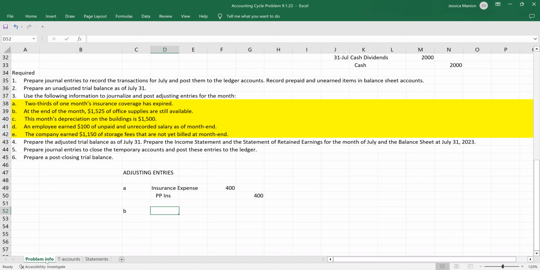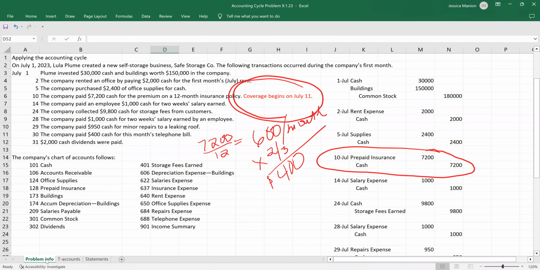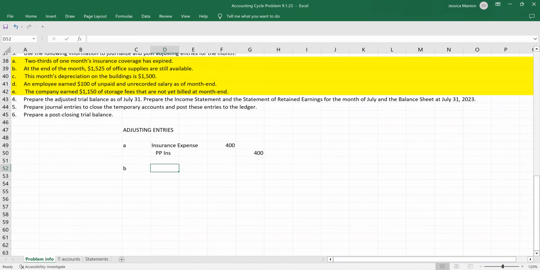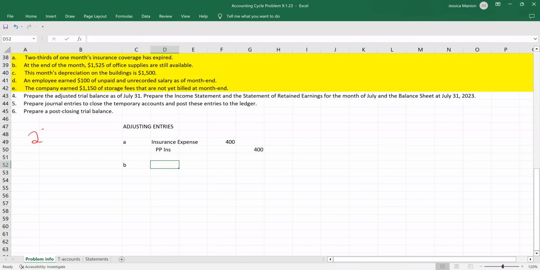Okay, well, let's go up and see what did we have. So here's our supplies transaction. We had 2,400 and now we get to the end of the month. We only have 1,525 left. All right, so what did we use? So we take our 2,400 minus 1,525. So we used $875 worth is what we used.